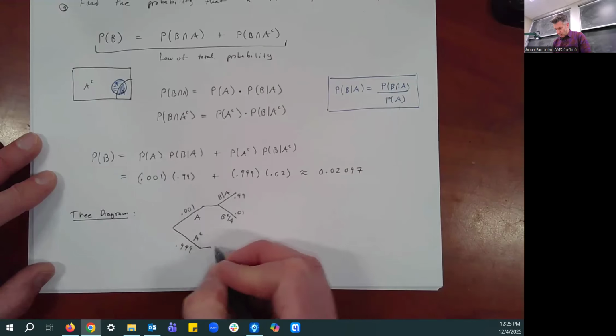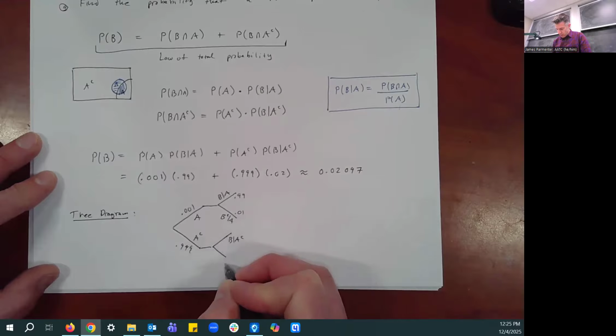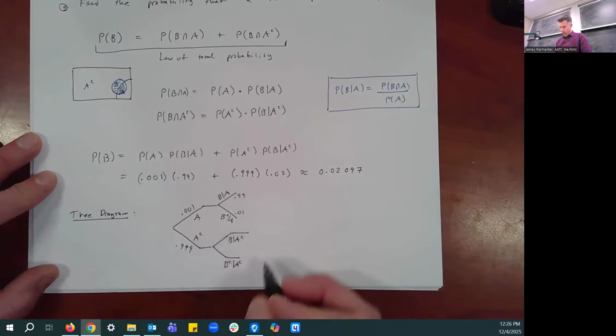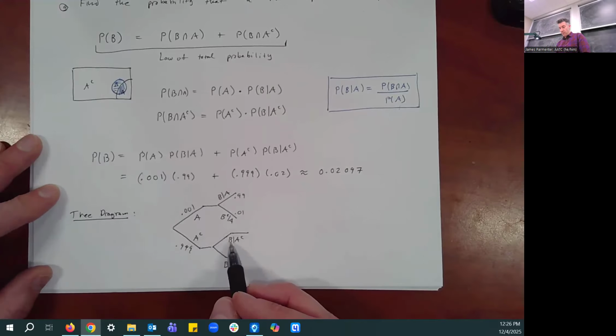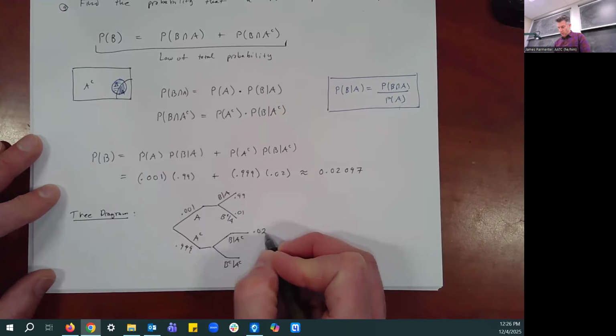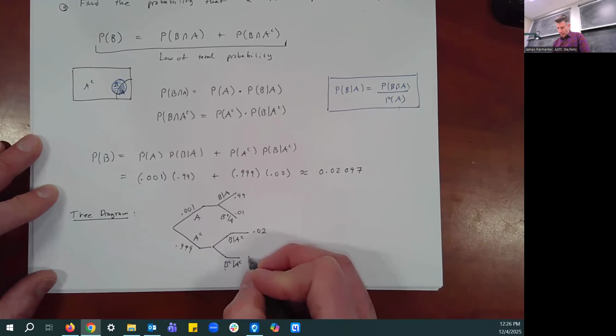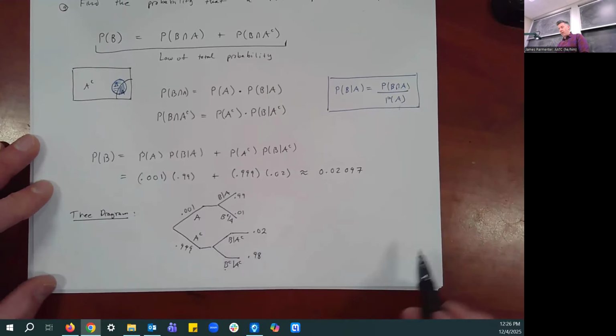Similarly down here, B given A complement or B complement given A complement, right? Well, the probability of a positive test given not having the disease, we said was 2% or 0.02. And the probability of not testing positive has to be everything else, so 0.98. I should say the probability of not testing positive given that you don't have the disease.